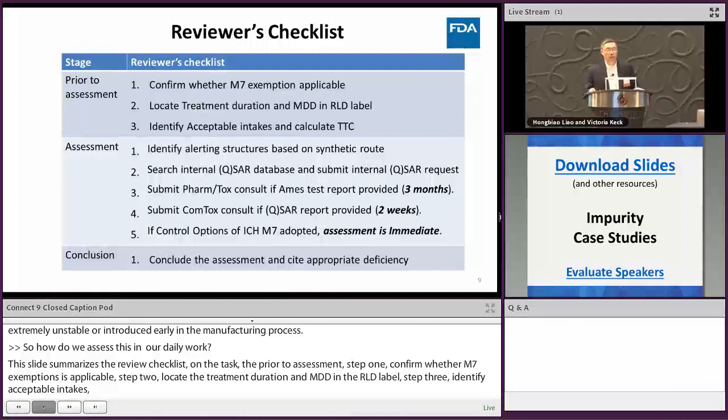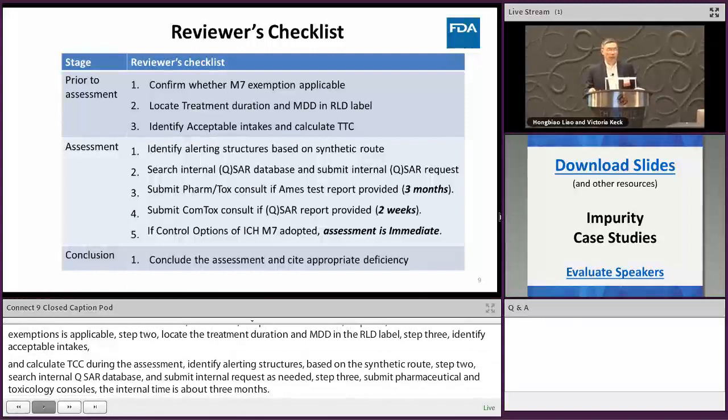Step 4, submit Tox consult. If QSAR report has been provided, the internal turnaround time is about 2 weeks. If control option of ICH M7 has been adopted, the assessment is immediate.